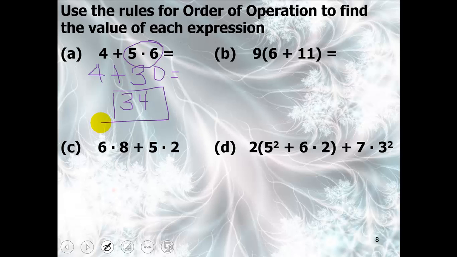All right? I have grouping symbols. So now I work on the inside first. Do I have any exponents? No. So I don't have to worry about that. Do I have any multiplication or division? No. Do I have any addition or subtraction? Yes, I have addition. So I have 9 times 17. Now I've cleared that out, so that's the equivalent of that, right? A number inside a parenthesis can just be released, okay? And 9 times 17 is 153.